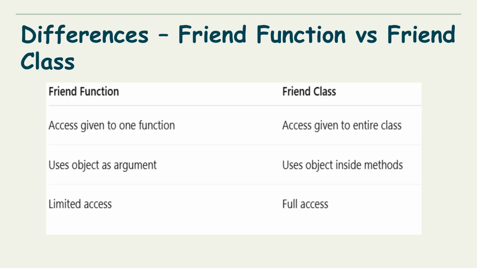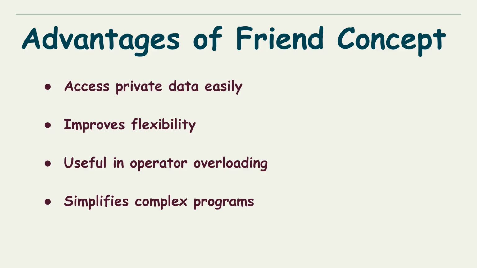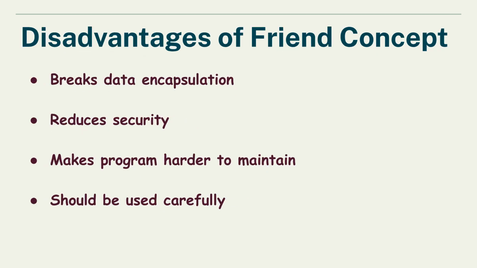The key differences are that friend functions give access to one function and use an object as an argument, while friend classes give full access to the entire class and use objects inside their methods. The friend concept allows easy access to private data, improves flexibility, is useful for operator overloading, and simplifies complex programs. However, using the friend concept breaks data encapsulation, reduces security, and can make the program harder to maintain. Therefore, it should be used carefully.